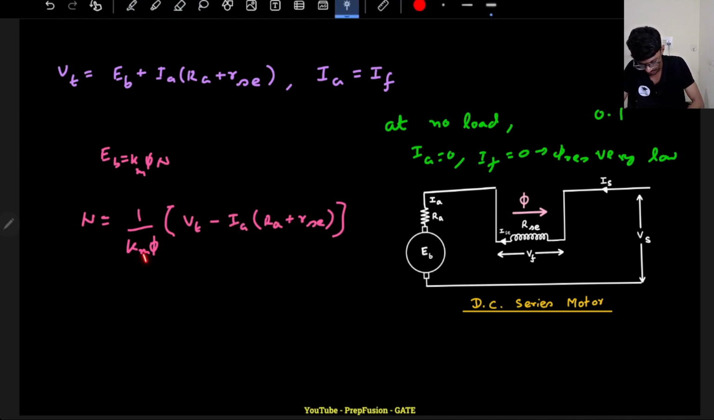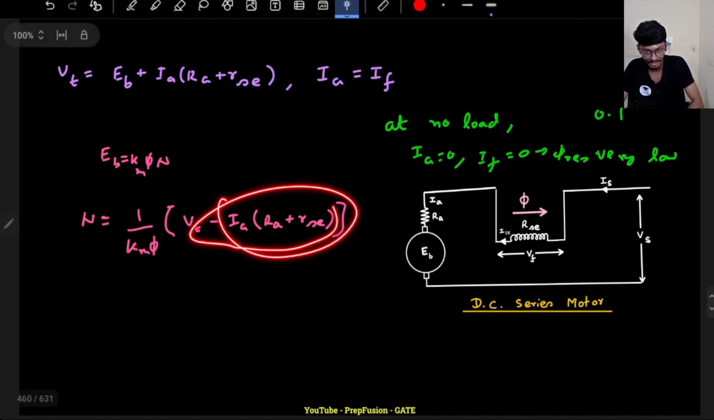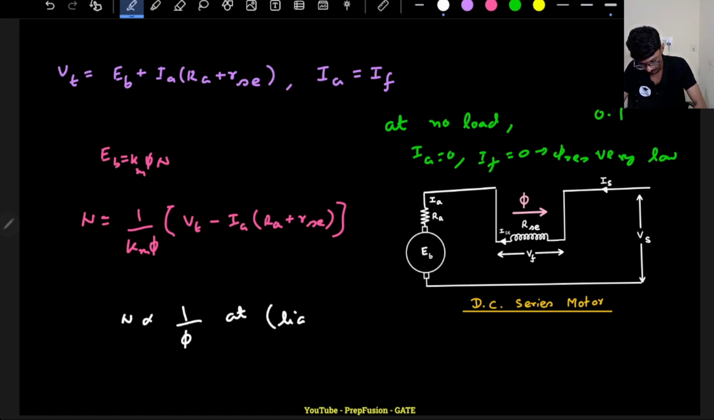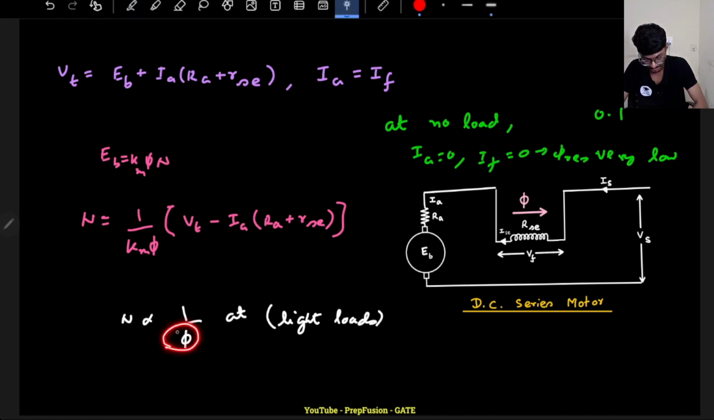If the residual flux is a very low value, then what happens? This is 0 because I have no drop, because Ia is 0. So it is Vt upon a very low value. So basically at no load or at low loads, N is proportional to 1 by flux at light loads. So basically what happens, the speed shoots up very high.